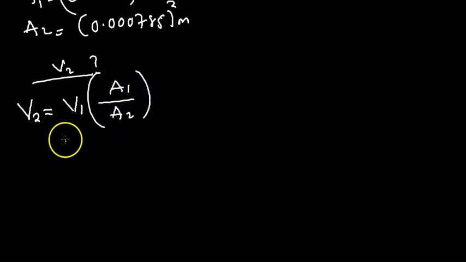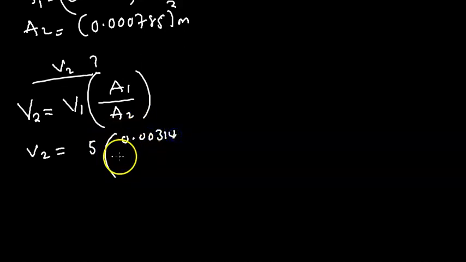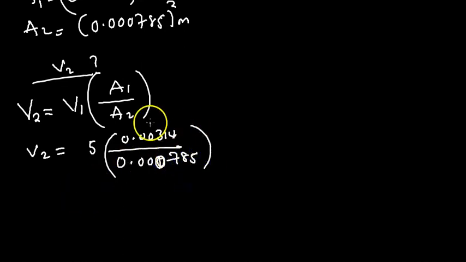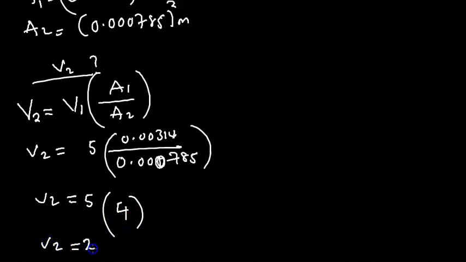Making V2 the subject of the formula, it is simply V1 into bracket of A1 divided by A2. Our V2 is simply going to be, with V1, the first velocity, being 5, 0.00314 divided by 0.000785. If we divide, our V2 is going to be 5 into bracket of 4. If you multiply 5 by 4, our velocity at Q is simply going to be 20 meters per second.